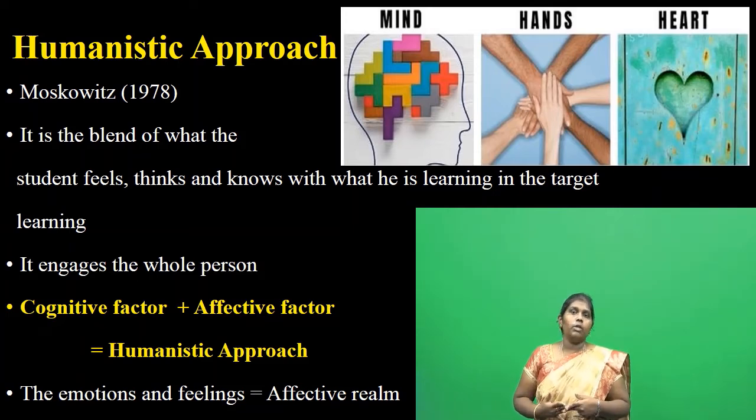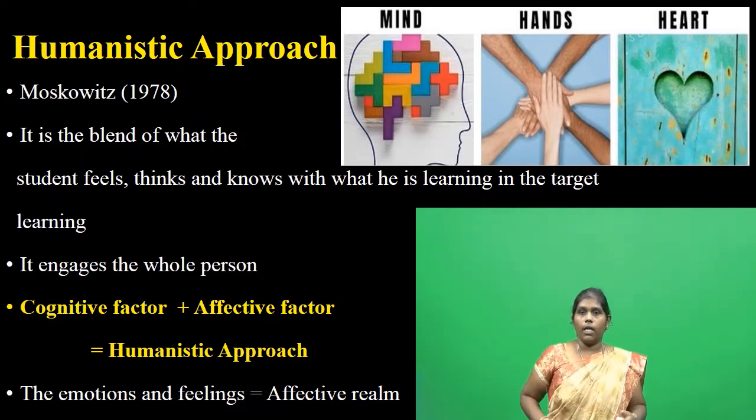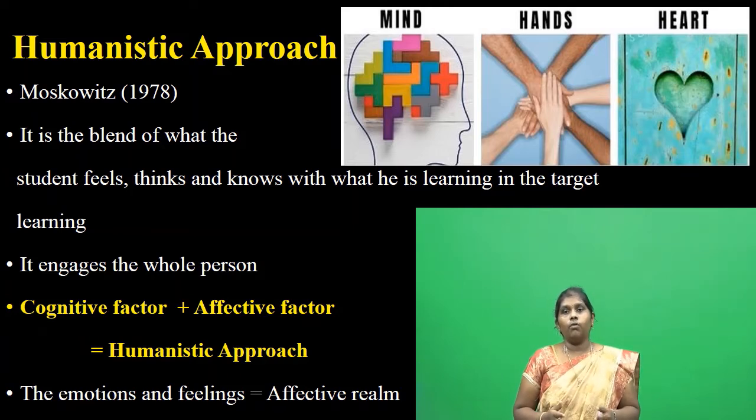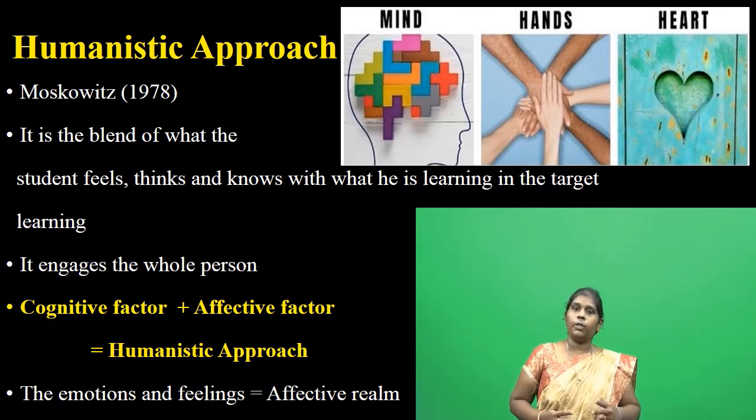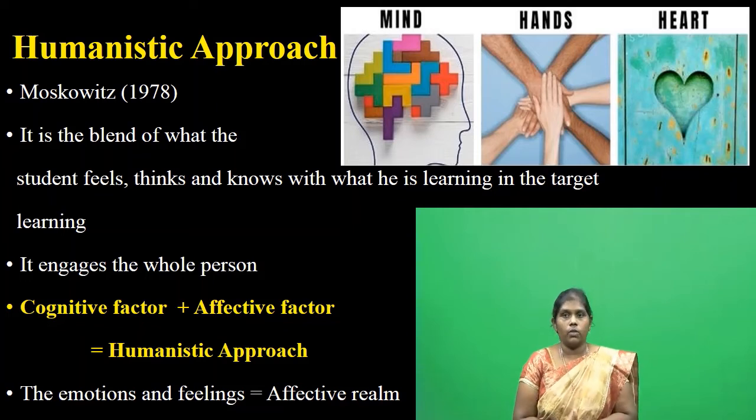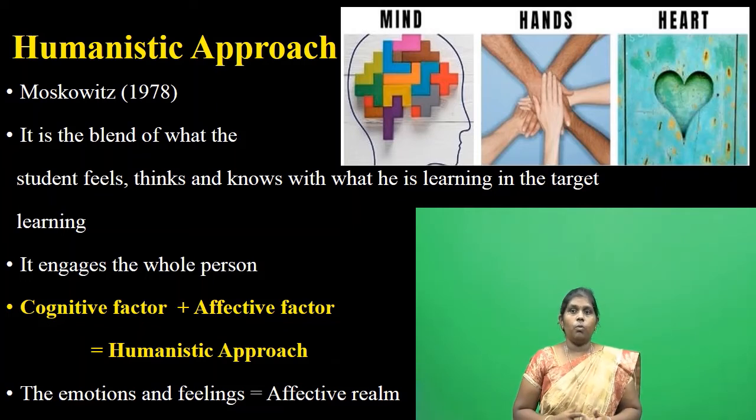It was given by Moskowitz in the year 1978, and it is the blend of what the student feels, thinks and knows with what he is learning in the target language. The aspect is very simple. I am going to learn the English language, but the concept is, with what feelings am I learning the language? What is going on in my mind when I learn the language? Am I afraid, or am I happy, or am I sad, like that.